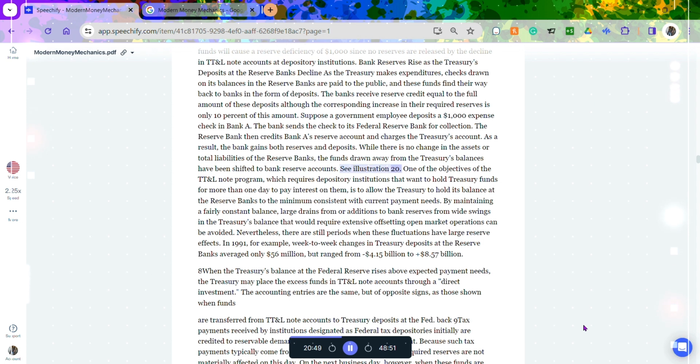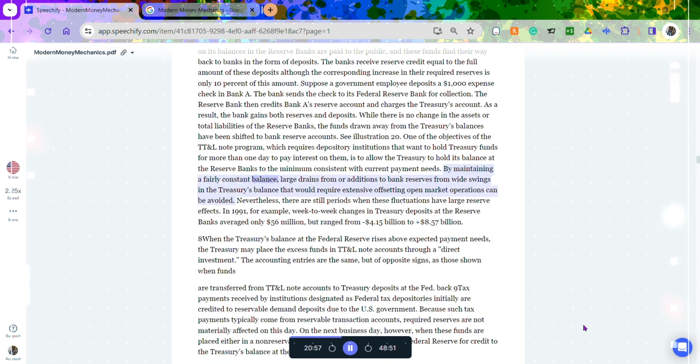See illustration 20. One of the objectives of the TT&L note program, which requires depository institutions that want to hold Treasury funds for more than one day to pay interest on them, is to allow the Treasury to hold its balance at the reserve banks to the minimum consistent with current payment needs. By maintaining a fairly constant balance, large drains from or additions to bank reserves from wide swings in the Treasury's balance that would require extensive offsetting open market operations can be avoided.